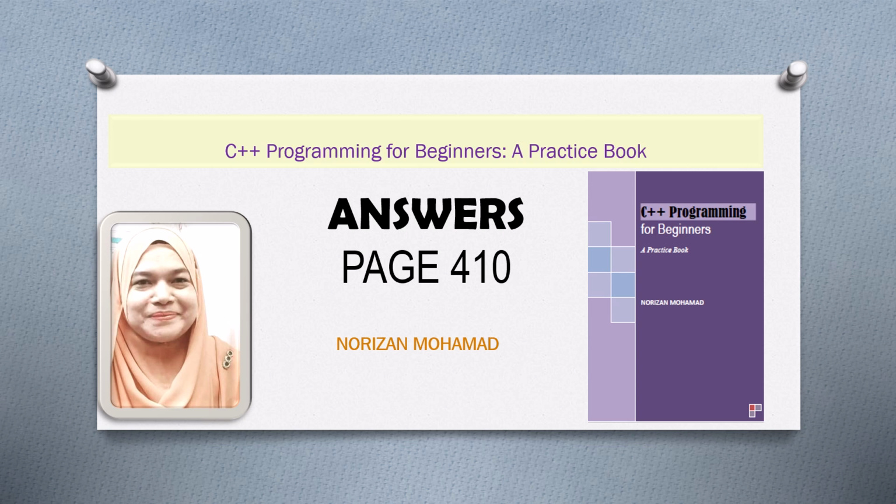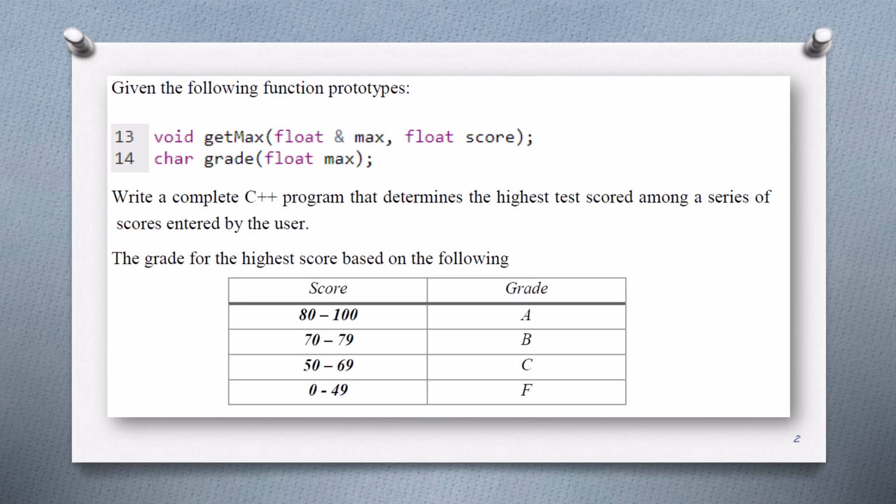Bismillahirrahmanirrahim. Today let's discuss the answer on page 410 from this book. So the question asks you to write a complete program in C++ that determines the highest test, okay, among a series of scores entered by the user.